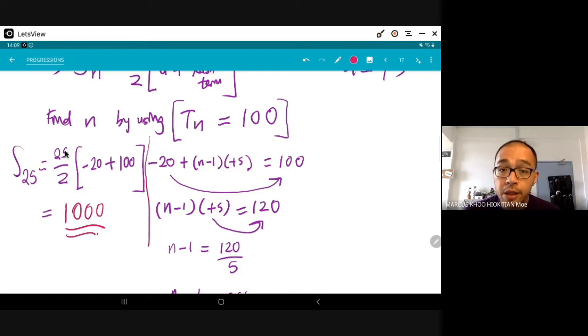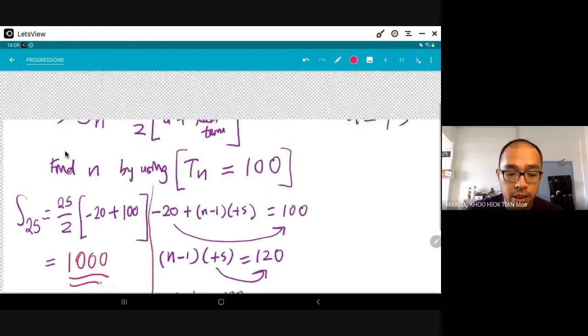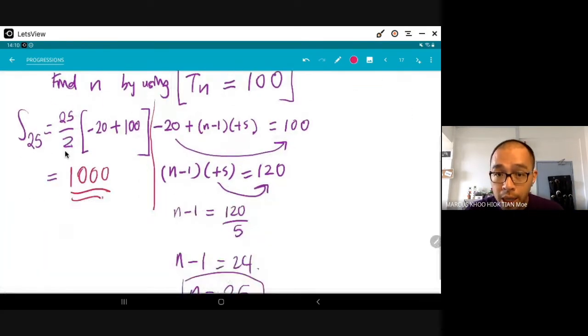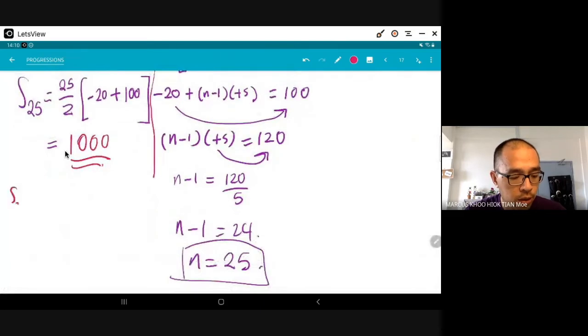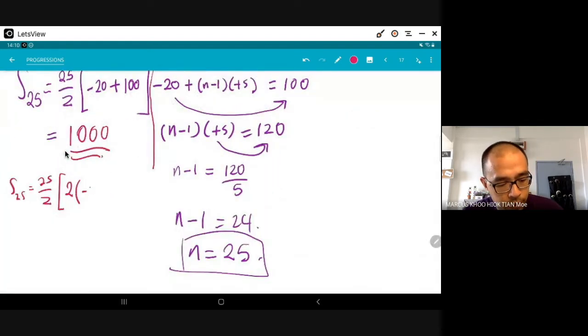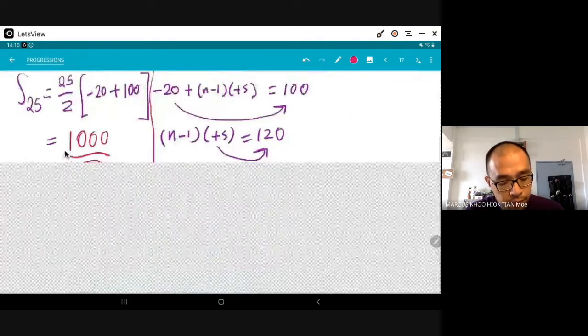Okay, if they give you the first term and the last term, kita guna petua ini. Actually, bolehkah? Can we use the original formula? Okay, actually the question is can, boleh. Mari kita cuba. S25 equals to 25 over 2 darab what is the A? The A is negative 20. Okay, negative 20 plus 25 minus 1. What is the D? The D is plus 5.